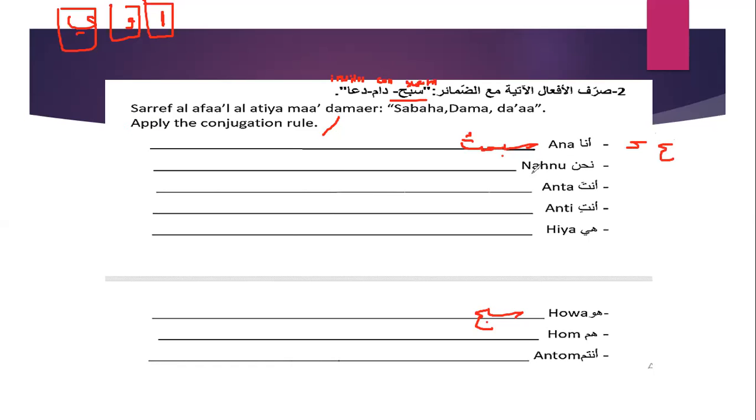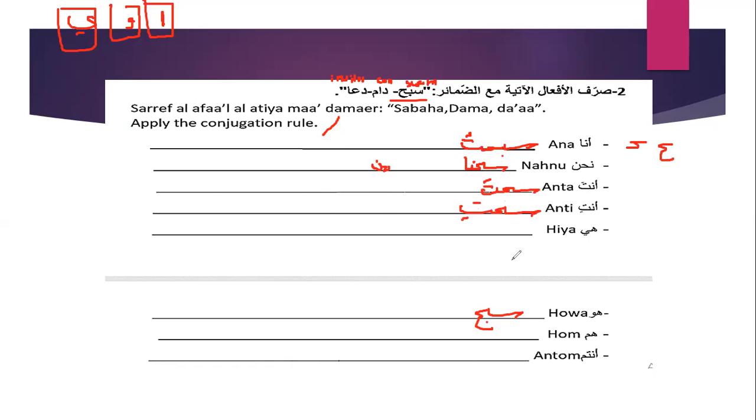Nahnu. Nahnu sabahna. The same ha is going to be changed. Na is at the end, but here we have na plus a. Anta, rhyme it with anta. Sabahta. So we need to rhyme it with anta, which is sabahta, because anta sabahta. Anti sabahti. So in all of them here we are adding, guys, the letter ta.